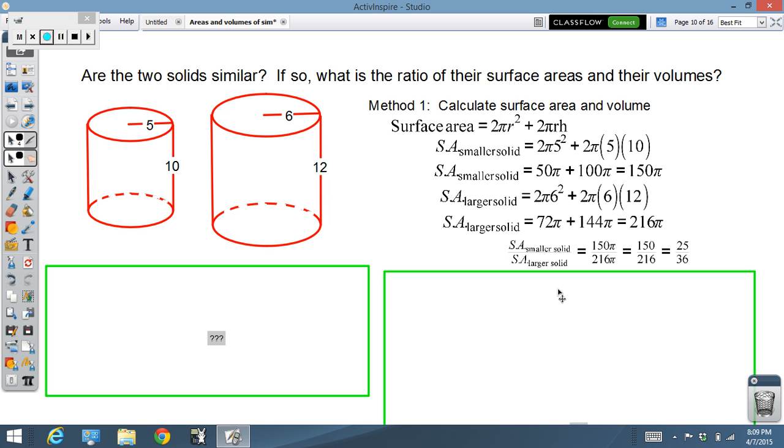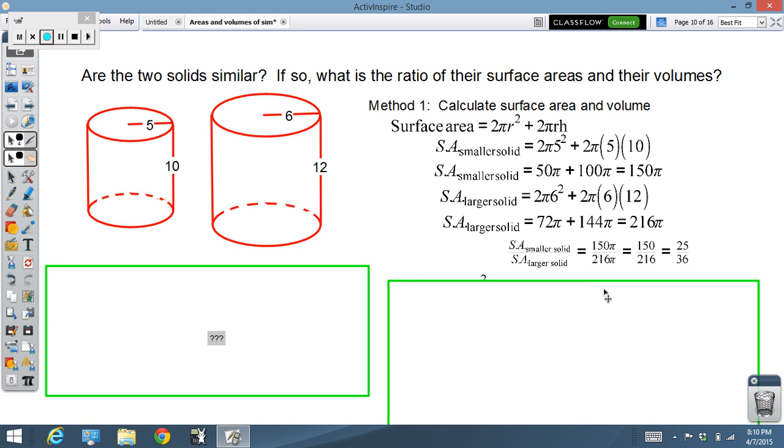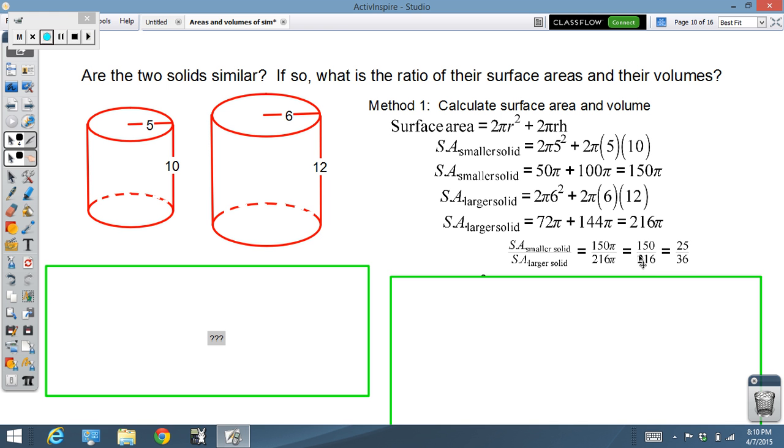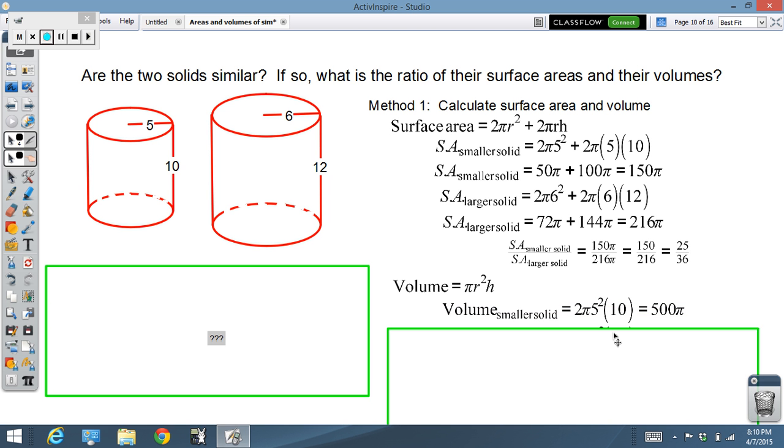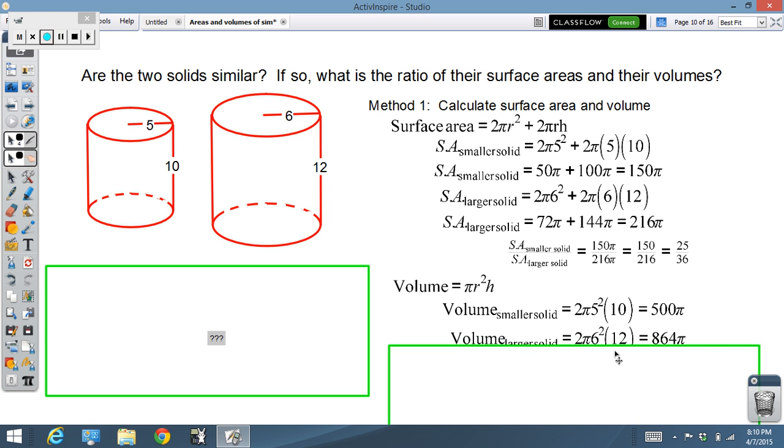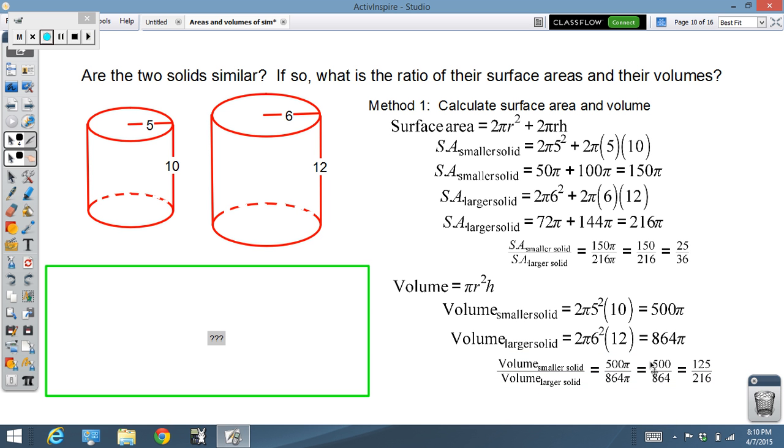So our ratio then is 150 pi over 216 pi, which can simplify down by canceling the pi's and then dividing out by 6, and we get 25 over 36. For volume, we can do the same thing using our volume formula for a cylinder, pi r squared h. Figure it out for the smaller solid, figure it out for the larger solid, make our fraction, simplify, and we find out that that's 125 over 216.